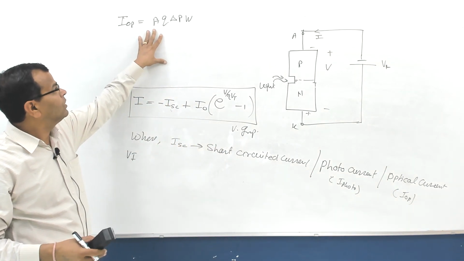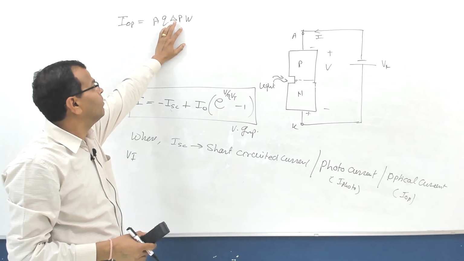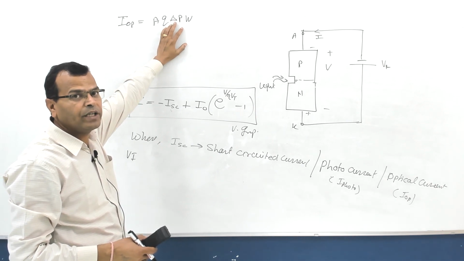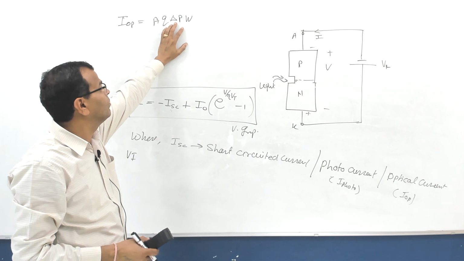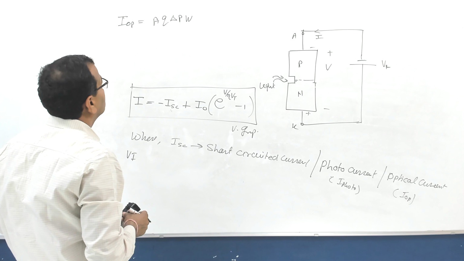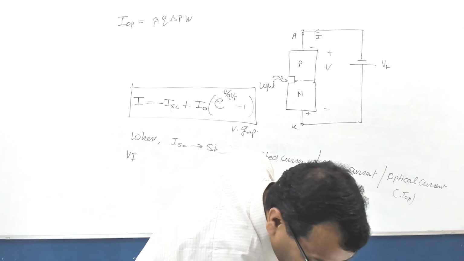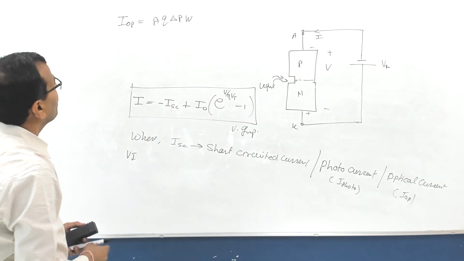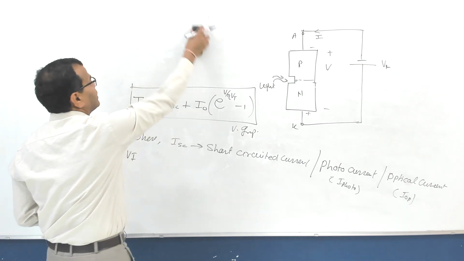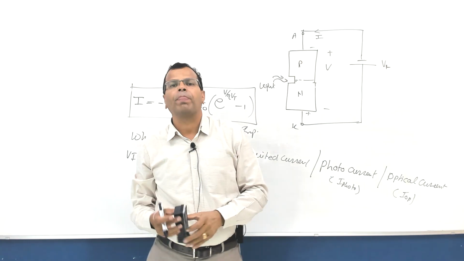Fine. So basically this is the number of additional holes generated per unit volume, and I'll give the expression of current here. I'll just discuss this component of current. Let us see how it is going to happen.